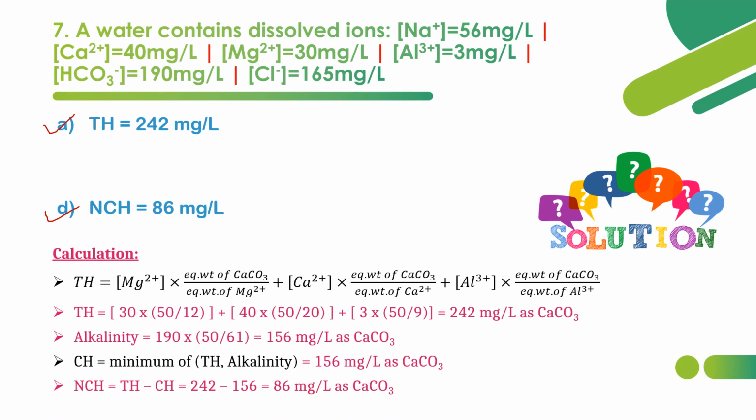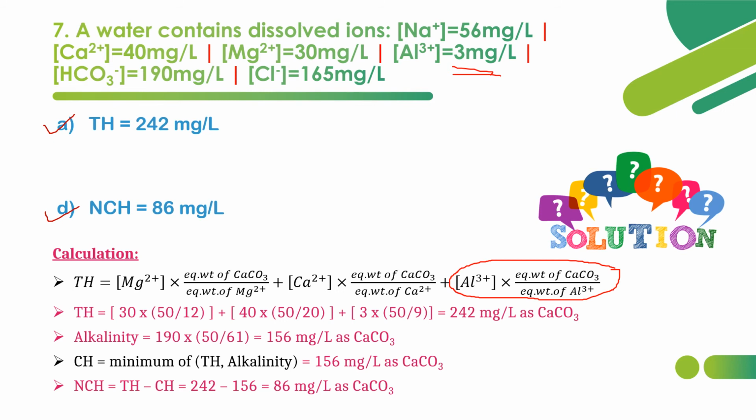So this is the formula. Total hardness is given by this formula. Here one thing has to be added: aluminium, because they have given the concentration for aluminium as 3 milligram per liter. Though it is negligible, it is significant when we are calculating with accurate values. So we have to adopt aluminium because it's a metallic ion.